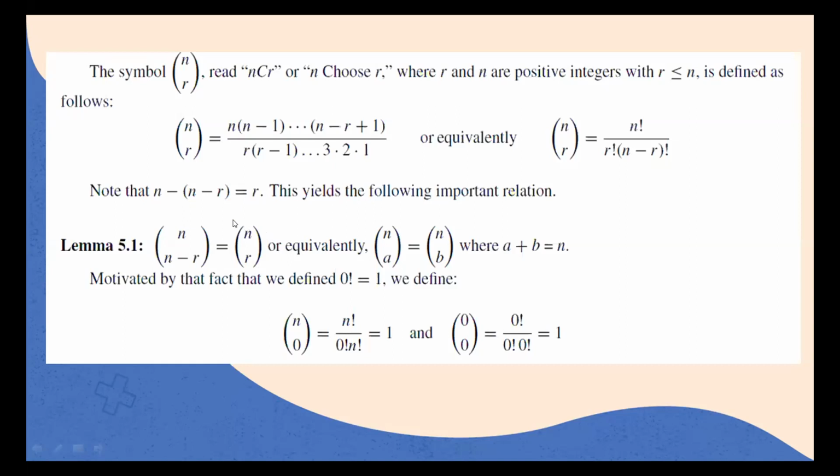And that's because if we think about it intuitively, if we are choosing 99 people, then we are also choosing one person to be left out. And if we are choosing one person, then we are choosing 99 people to be left out. And that's why they are actually the same. Okay, so now let's move ahead.